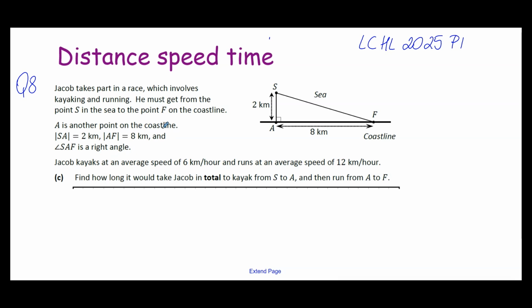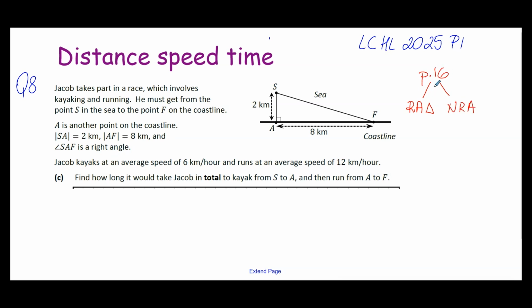A is another point on the coastline, and then we have measurement from S to A is 2, from A to F is 8, and then they are saying this is a right angle. Now, when we see a right angle triangle, the drawing, even without reading the question, what do we think about? We think about page 16 in our maths table, because that's where we have formulas that has to do with right angle triangle and not right angle triangle.